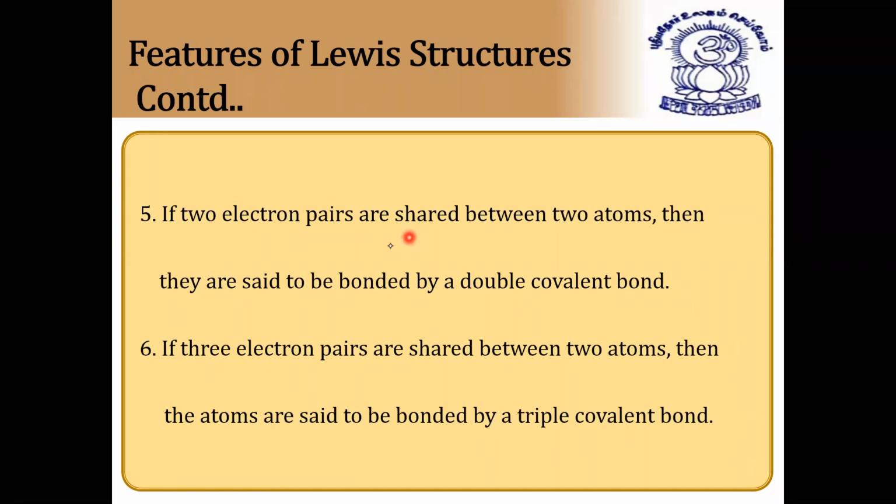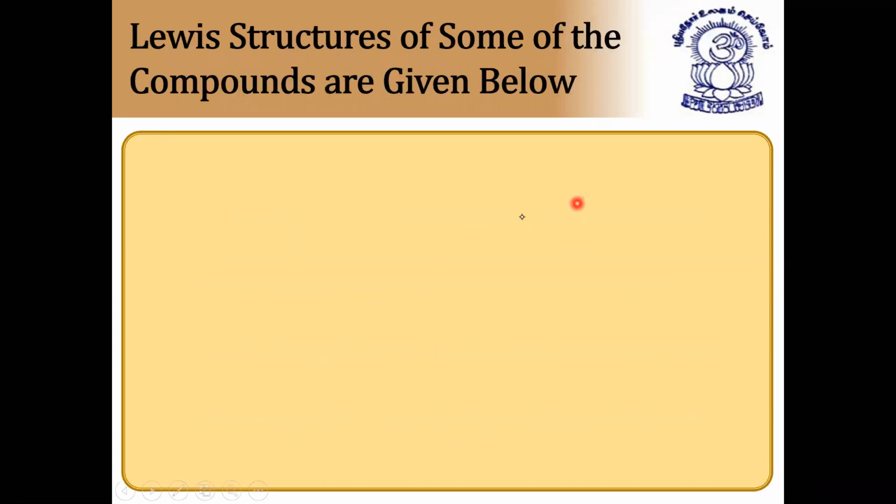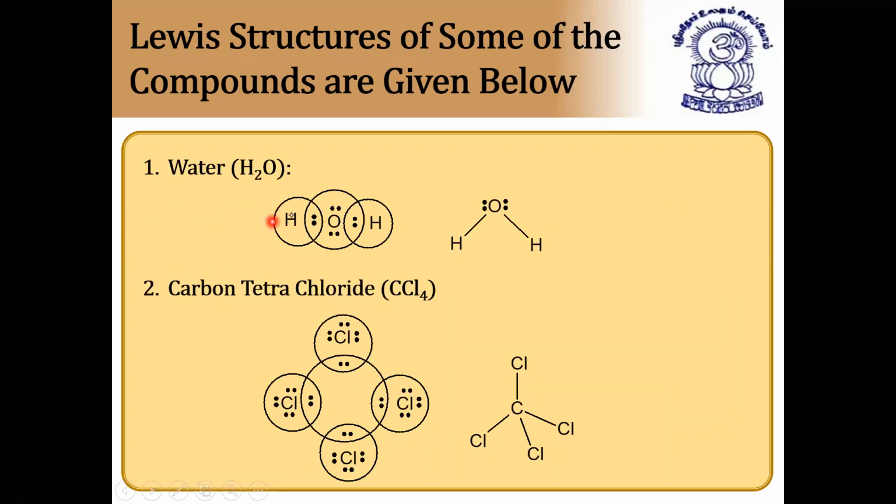So if 2 electron pairs are shared between two atoms, they are said to be bonded by a double covalent bond. Between two atoms, if 3 electron pairs are shared, pairs means two electrons, so 3 pairs means 6. I hope it is clear. Next, an example: water.